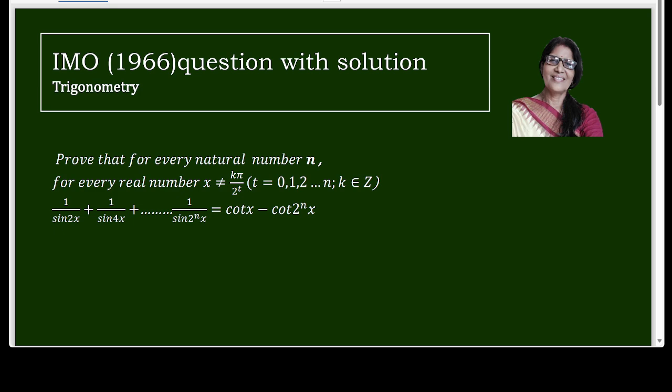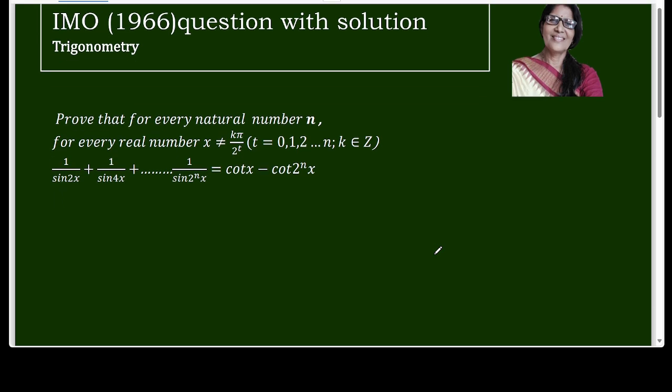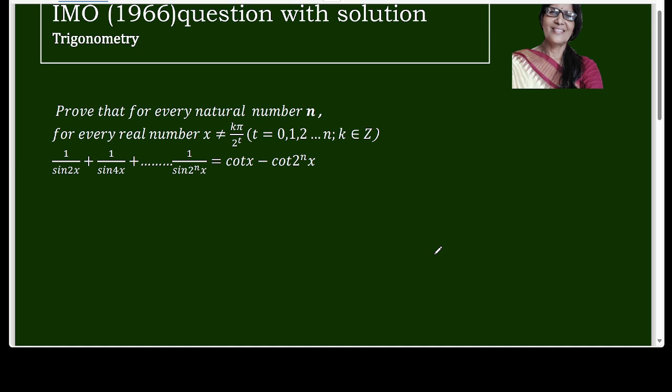Today, one question on the screen is International Math Olympiad question 1966 based on trigonometry. Prove that for every natural number n, for every real number x not equal to k pi over 2 power t, when t equals 0, 1, 2 up to n, k is an integer, 1 over sine twice x plus 1 over sine 4 times x plus 1 over sine 8 times x up to 1 over sine 2 power n x equals cot x minus cot 2 power n x.